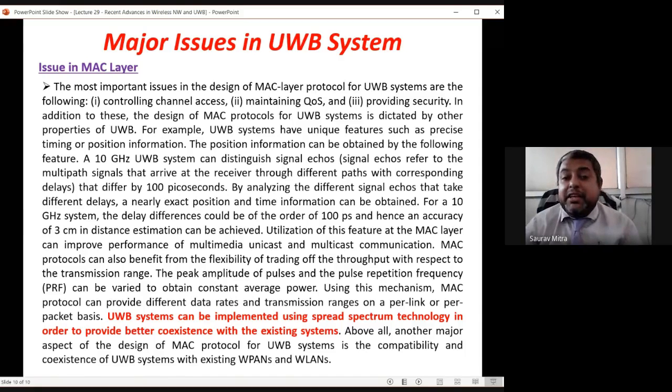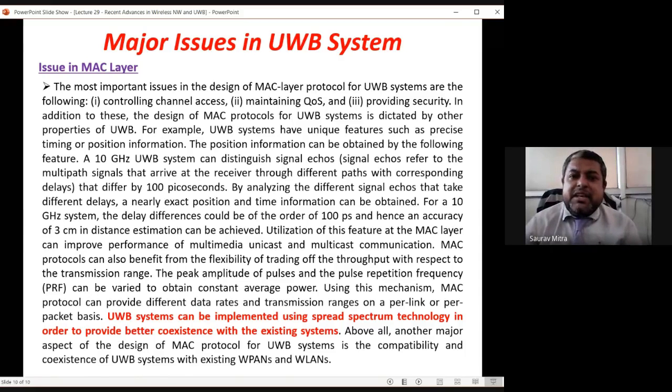So maintaining QoS, mainly timing QoS, is a very big problem in the case of the UWB MAC layer, and providing security. So providing security, controlling the channel access, and maintaining the QoS, these three are the main problems if UWB is used in the MAC layer.